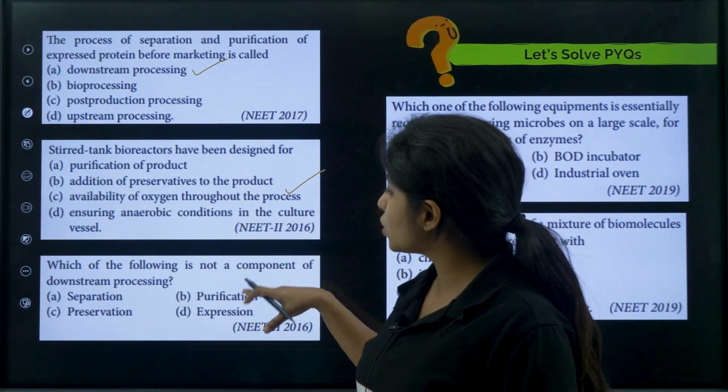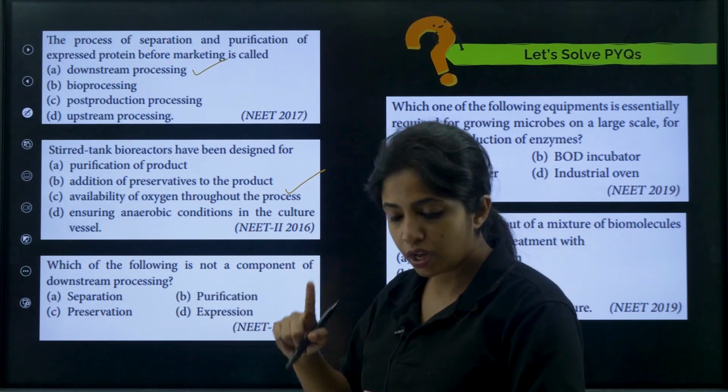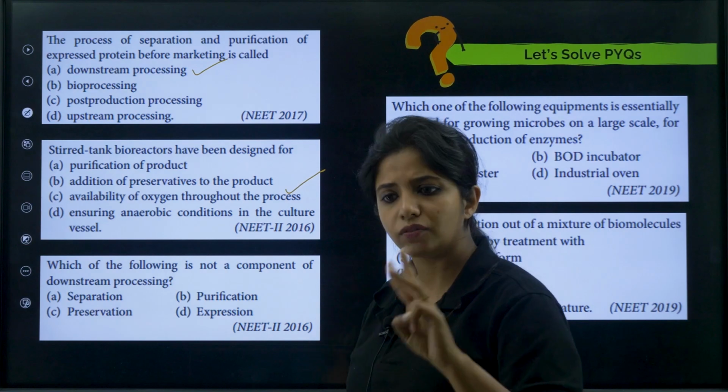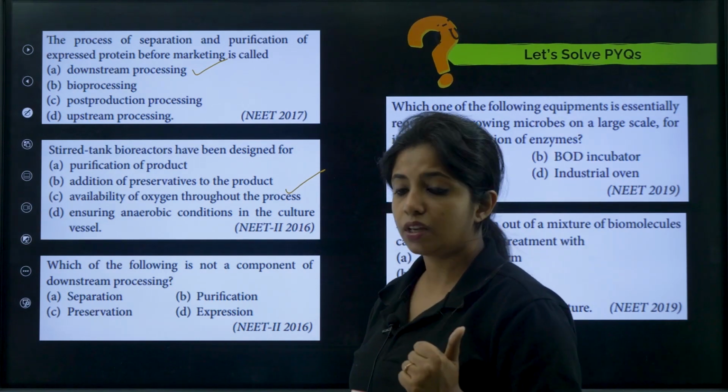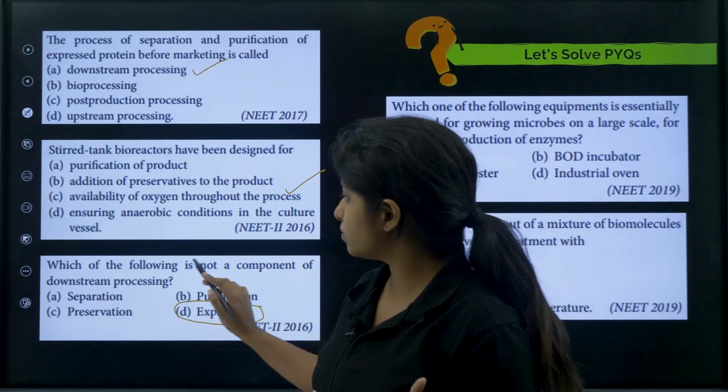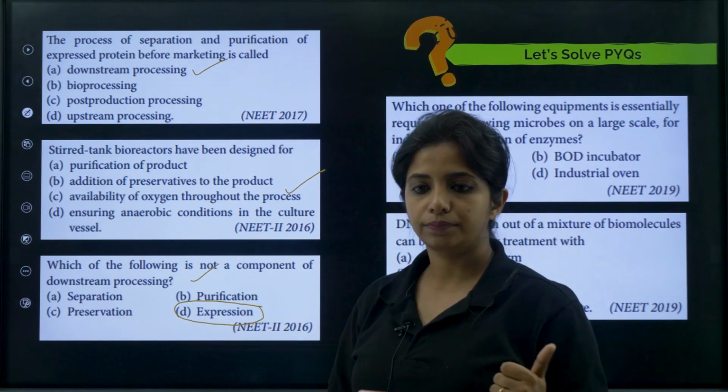Now, which of the following is not a component of downstream processing? I told you, you want to separate, separate. You want to purify, purify. You want to preserve, preserve. This all comes under downstream processing. But expression is not something that comes under downstream processing. So this becomes the answer.